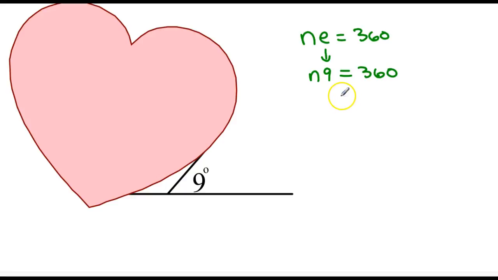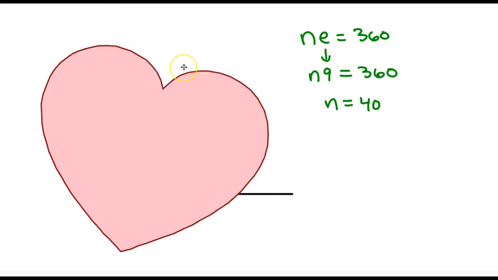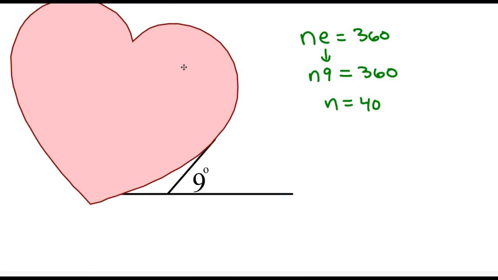Divide both sides by 9. Let's see here, 360 divided by 9 gives you 40. So it's a 40-sided figure. And I don't have a 40-sided figure drawn behind there. It's just part of the problem there. Just pretend like it's 40 sides back there.